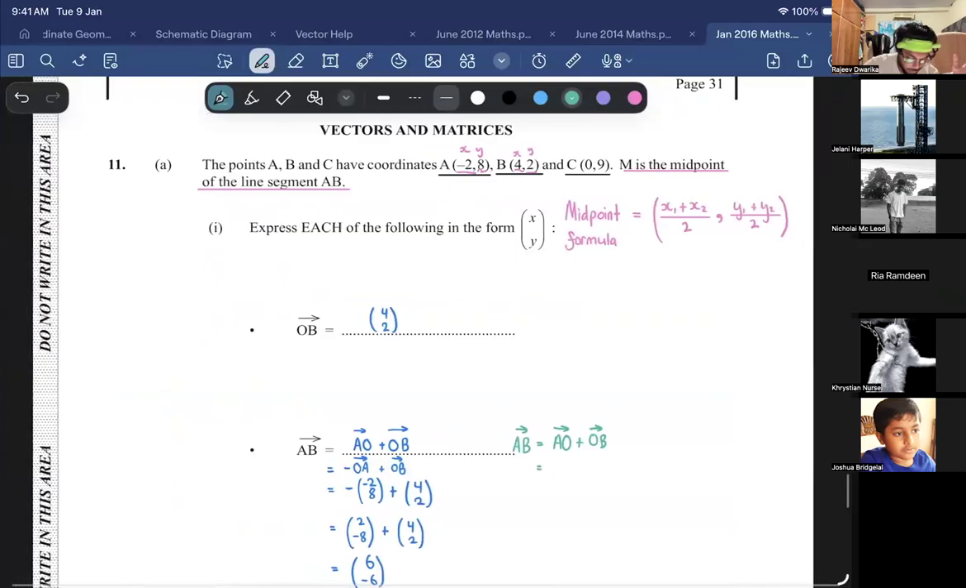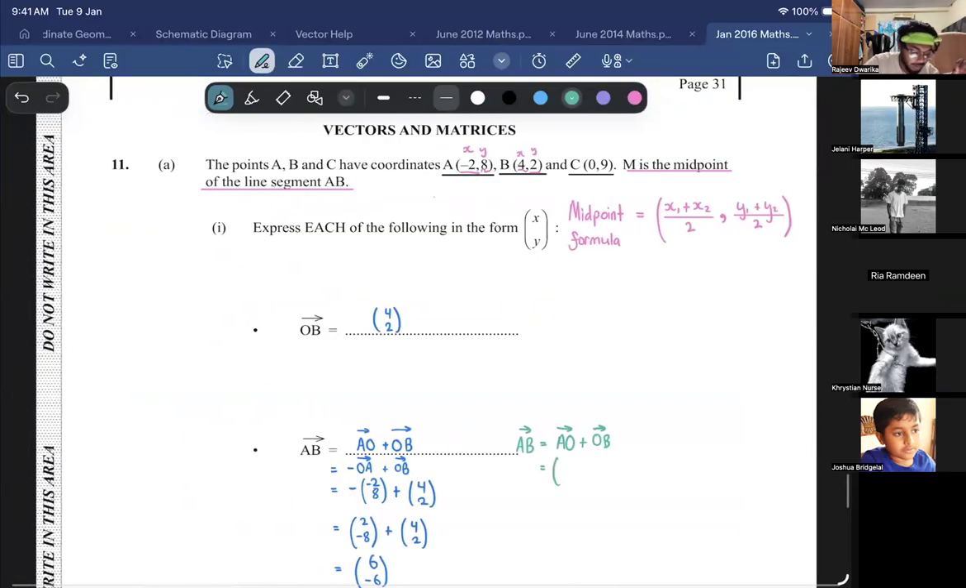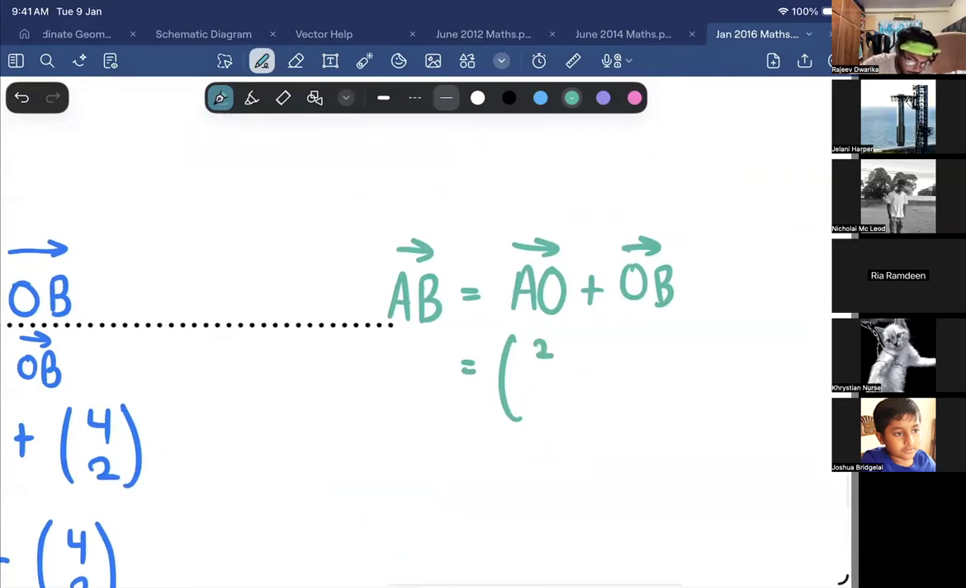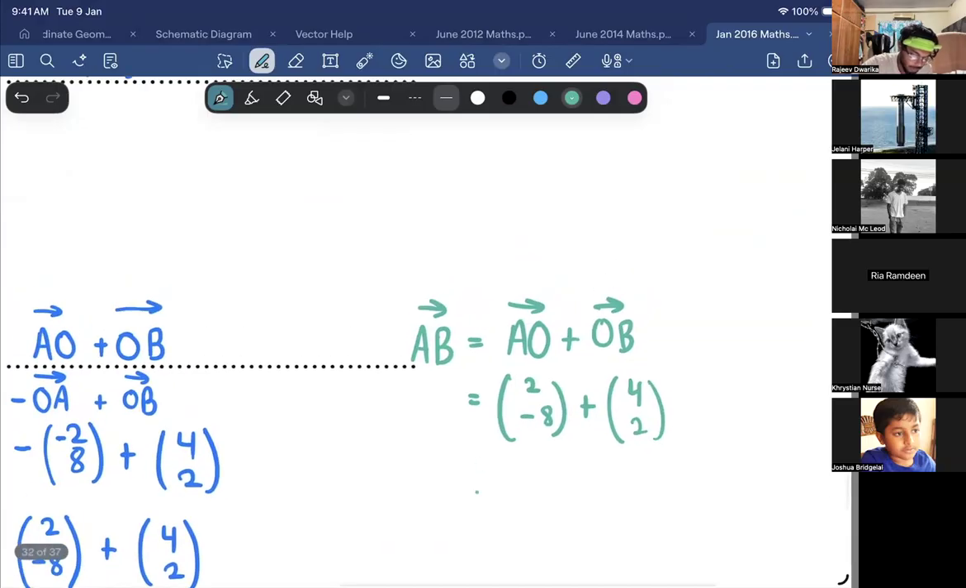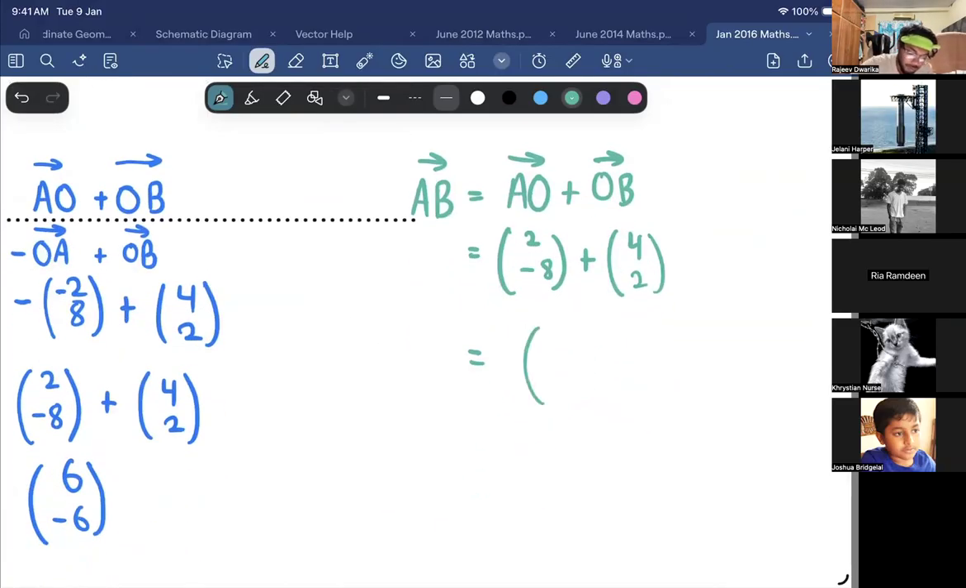So Christian, hence we know that OA is -2, 8. So AO would be what automatically? 2, -8. Exactly. 2, -8. OB is 4, 2. Easy peasy, lemon squeezy. Let's go. 2 plus 4 is 6. Minus 8 plus 2 is -6. Bam.